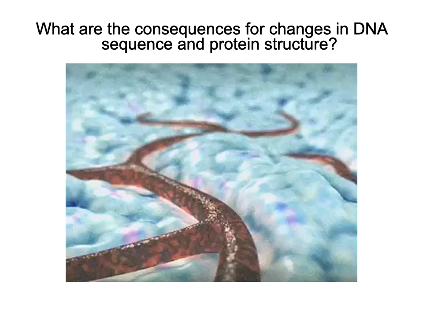So now that we have an understanding of what the amino acids look like and that they have different characteristics, we can think about what are the consequences for changes in the DNA sequence, right? So if we change the DNA sequence, that potentially could change the amino acid sequence for a protein. And how would that change the protein structure?